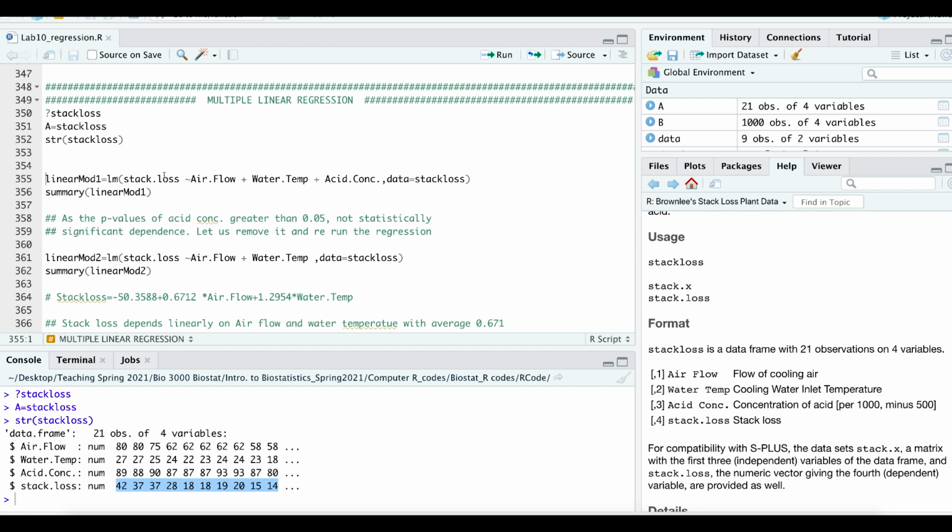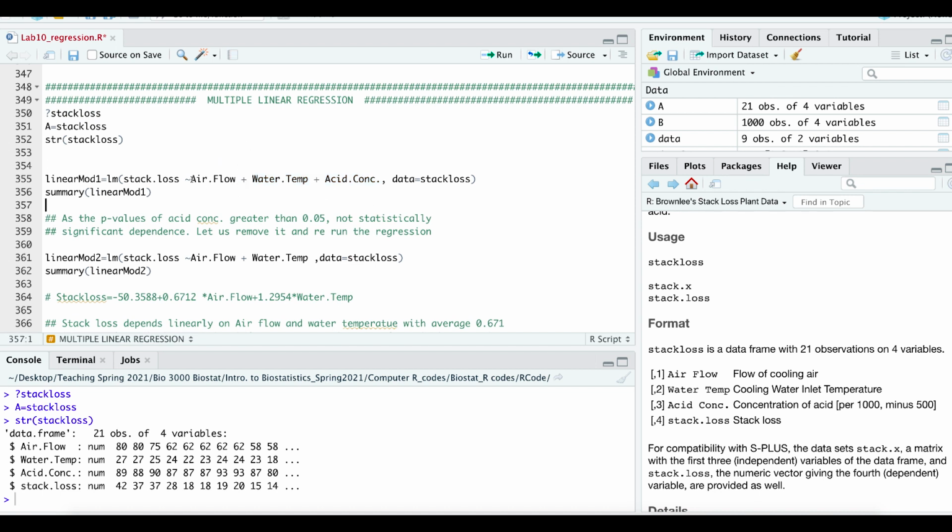So what do you do? It is just straightforward. The y variable should be written first, and then a tilde sign, same as in simple linear regression. Then write down the x variables: airflow plus water temperature plus acid concentration. And then what is the data? The name of the data is stack loss, so data equals stack loss. The only difference is you add plus whatever variable you want to test for dependency, with the name of that variable.